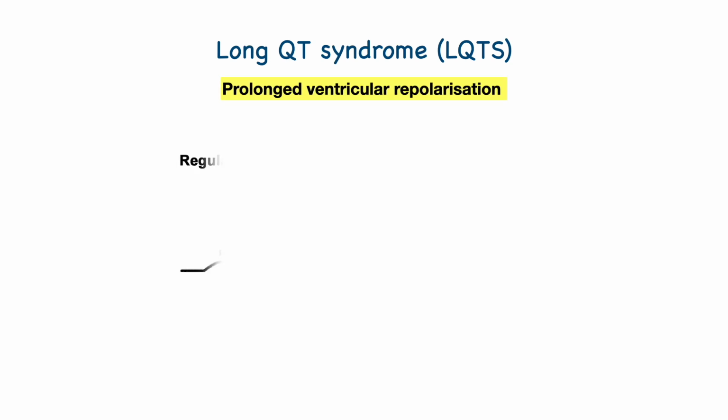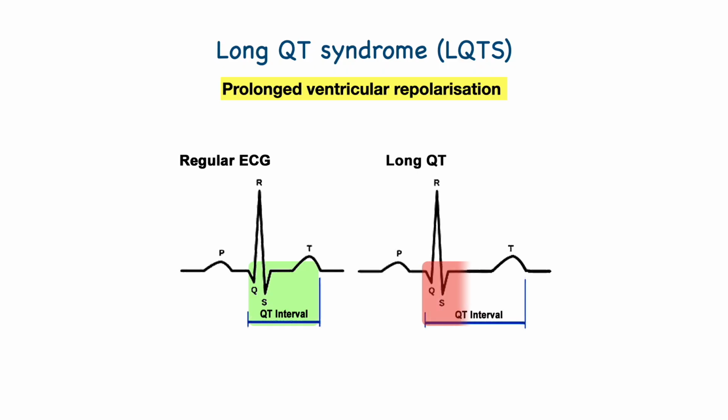So what is Long QT Syndrome? It is a cardiac rhythm disorder characterized by prolonged ventricular repolarization, which is shown by abnormally prolonged QT interval. A QT interval is the total time from ventricular depolarization, which is the QRS complex, to complete repolarization, which is marked by the T wave, measured from the beginning of the QRS to the end of the T wave.